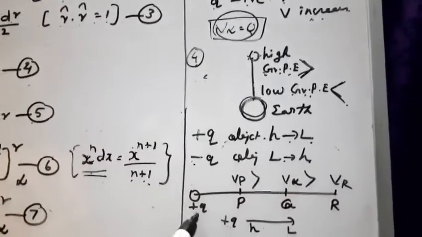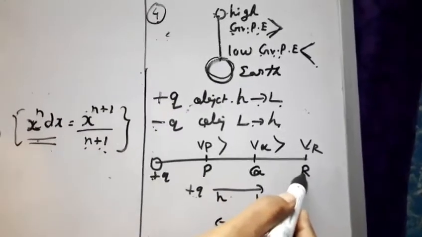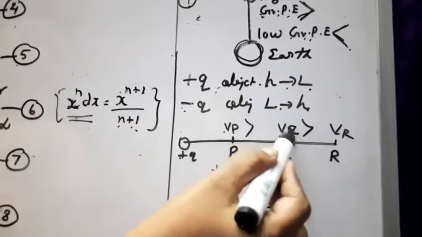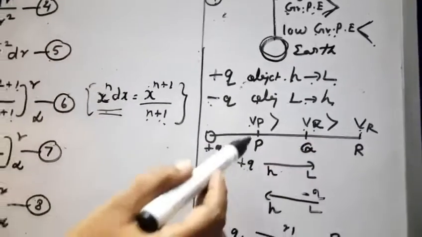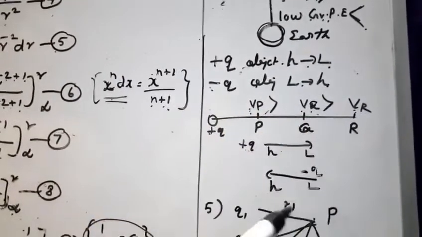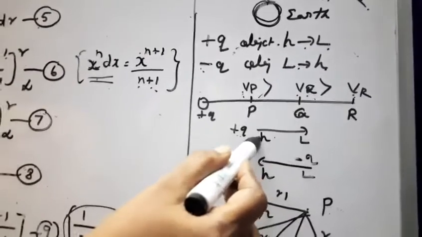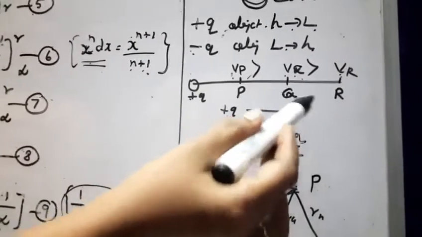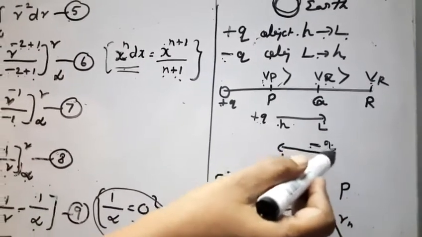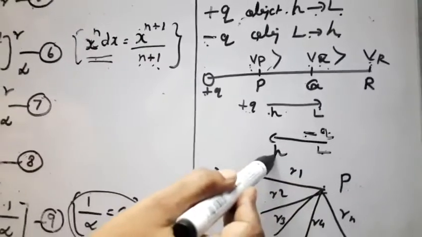So this is plus Q, and there are 3 points we can consider, P, Q and R, and their electric potentials are Vp, Vq and Vr. Near the point charge the potential is greater, so we write the greater potential there. So the positive charge moves from higher potential to lower potential. The electric potential increases, and the negative charge starts from lower potential and moves to higher potential.